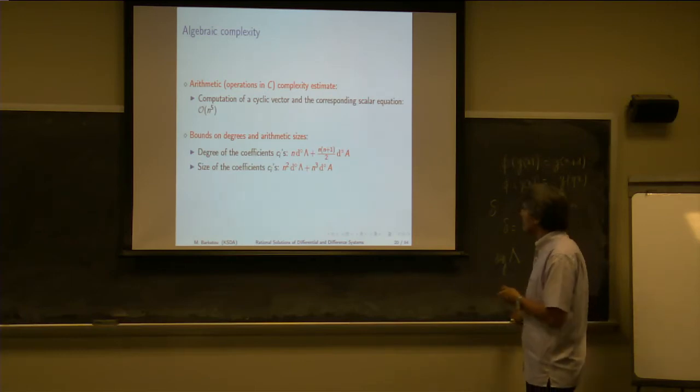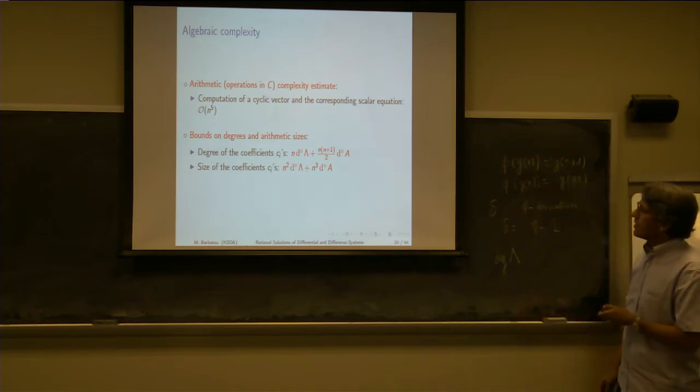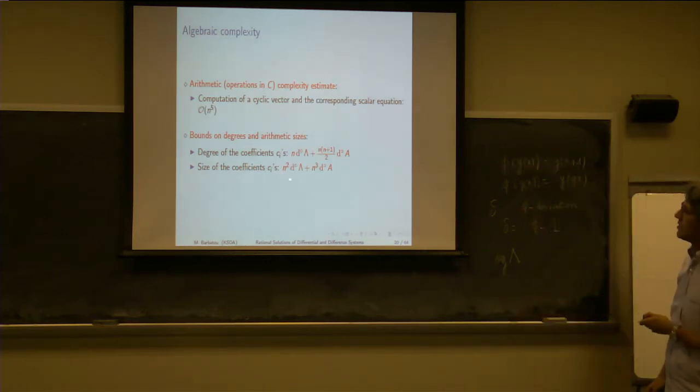The maximum of the degree of the entries, and the size of the coefficients. You see here, it depends on the degree of lambda. If you take the degree of lambda as of order n, then you see that here you have n to the cube, times degree of A.